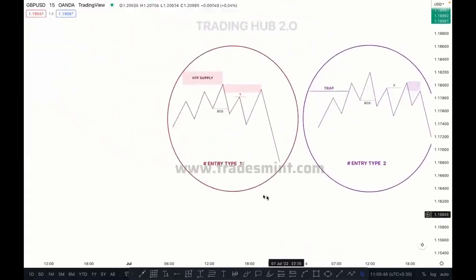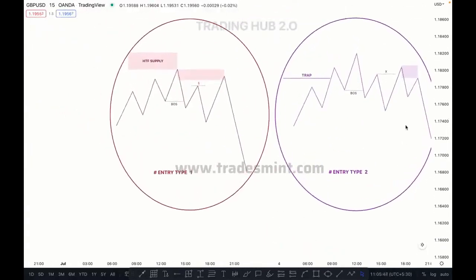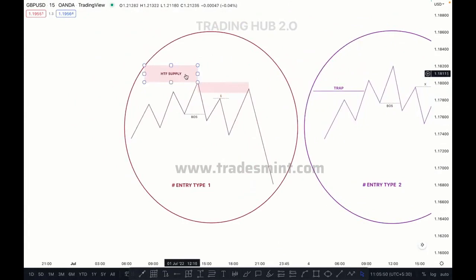You have to apply entry type 1. Why? Because when the market taps on the order block, higher time frame supply, then you have to wait for the CHoCH. Okay, and then the market breaks this structure and creates the first inducement, a minor inducement, and then after taking out this inducement, you can sell.